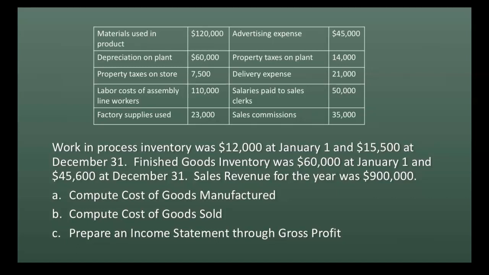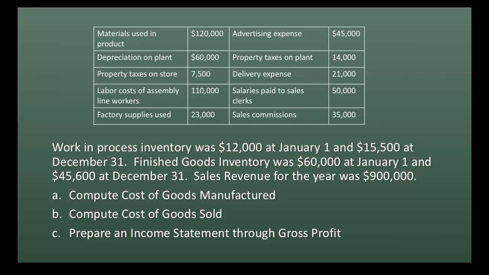Then our sales revenue for the year was $900,000. Using all of that information, we can figure out our cost of goods manufactured, then our cost of goods sold, and then we can prepare an income statement through gross profit. So before we work on figuring out our cost of goods manufactured, let's look back up at all of our costs at the top of the screen.